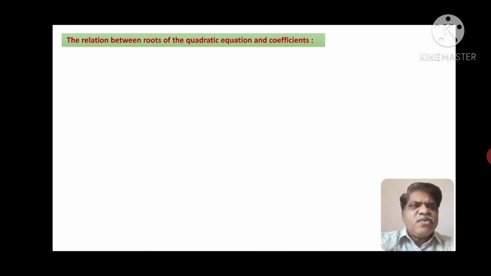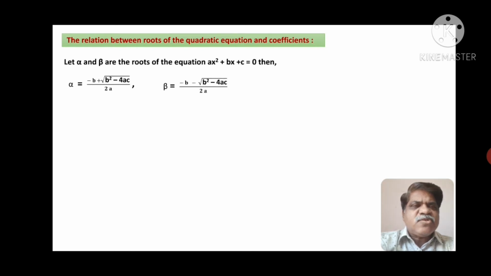The relation between roots of a quadratic equation and coefficients. If alpha and beta are the roots of the quadratic equation ax square plus bx plus c is equal to 0, then alpha is equal to minus b plus under root b square minus 4ac upon 2a and beta is equal to minus b minus under root b square minus 4ac upon 2a. Now let us see the sum of the roots.